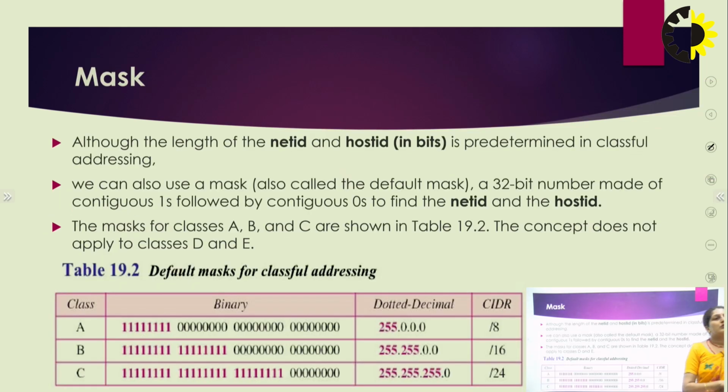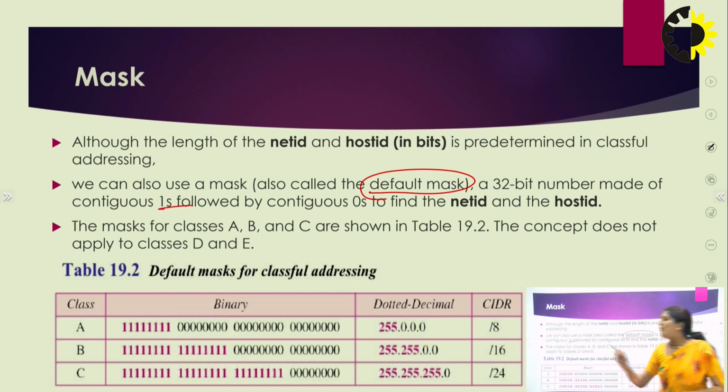So although the length of the network ID and host ID is predetermined in classful addressing, we can use a mask, also known as the default mask, a 32-bit number made up of continuous ones followed by continuous zeros, to find the network ID and the host ID. In a nutshell, the default mask can be used for the different classes for what? For identifying the network ID and the host ID.